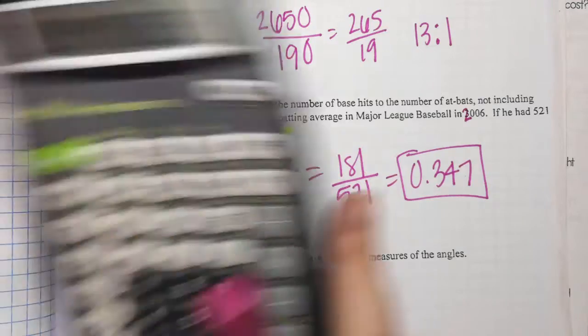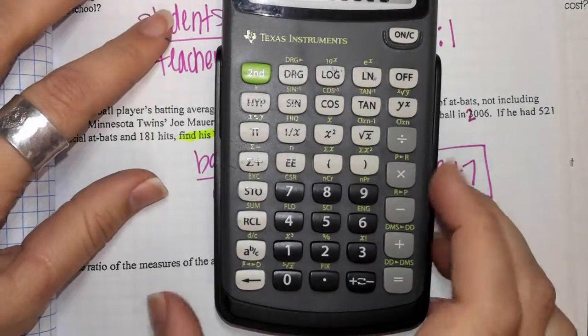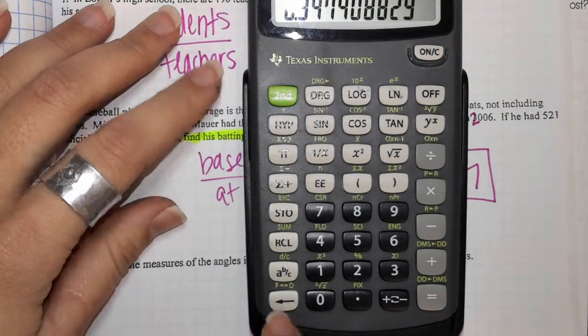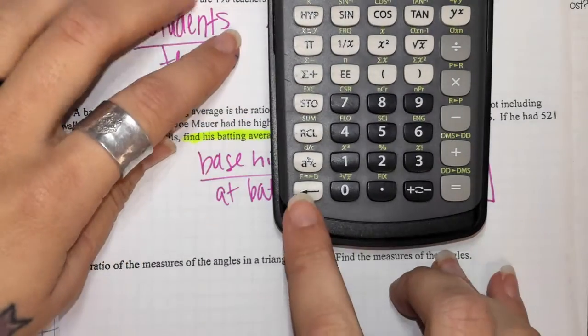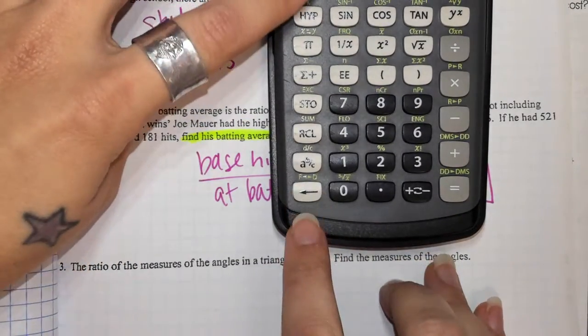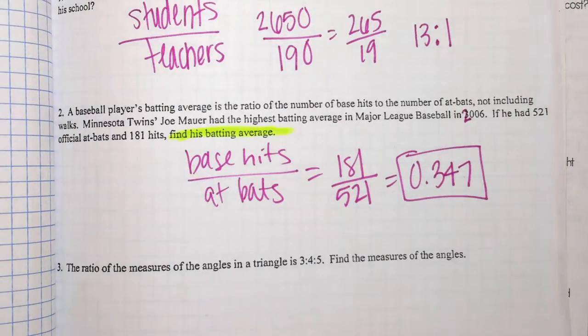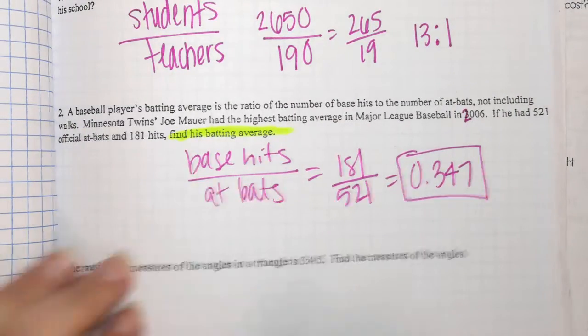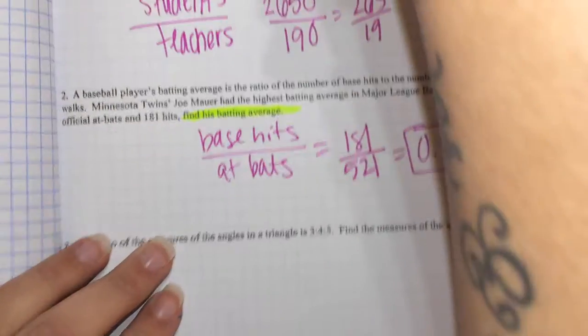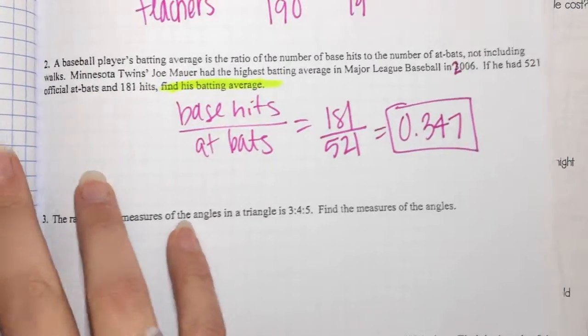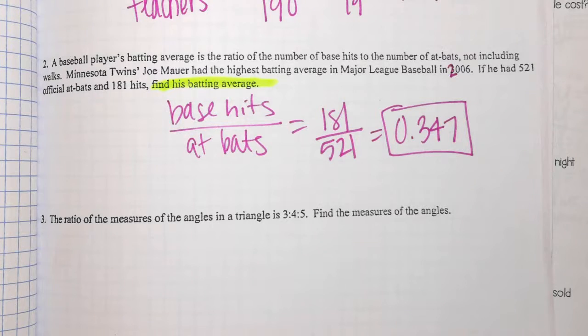If your calculator looks like this one and you want to convert it to a fraction, anytime you're trying to convert it to a fraction, you look for the F to D. So you hit second and that one, and it converts it. But it asks us for his batting average and we need that as a decimal. It helps if we read the whole problem, right? Alright, so now let's do the next one.